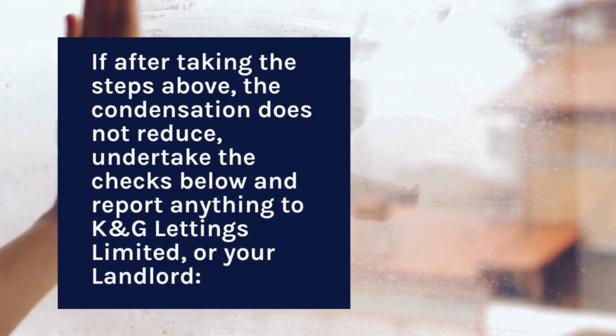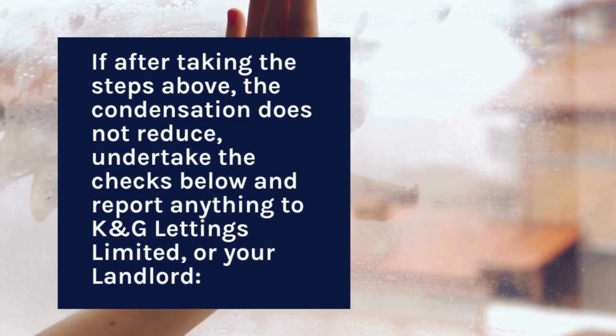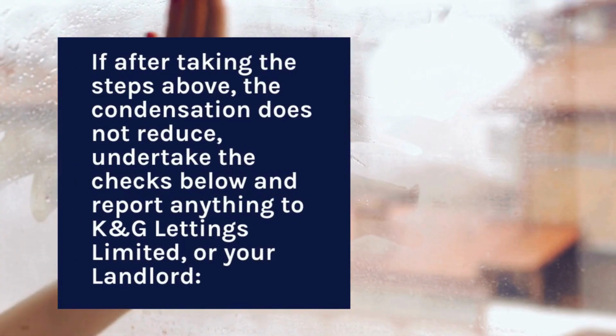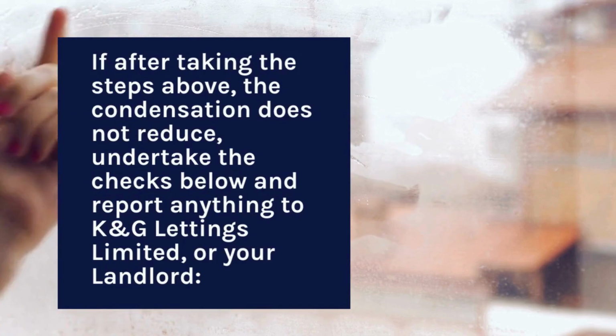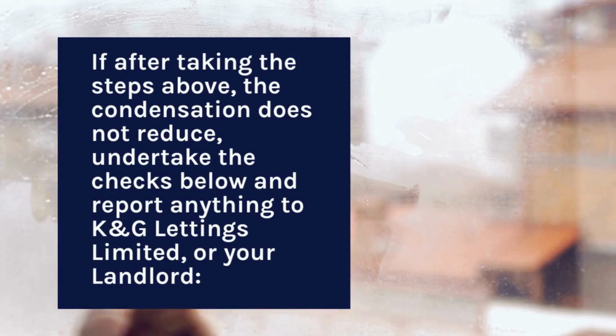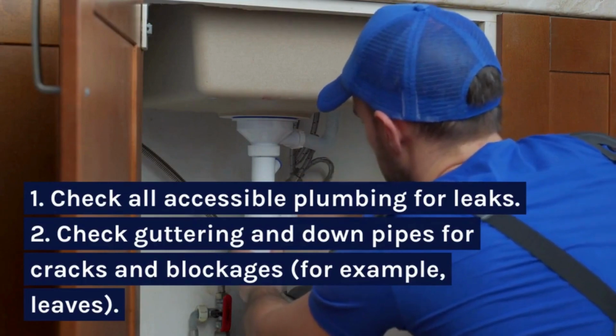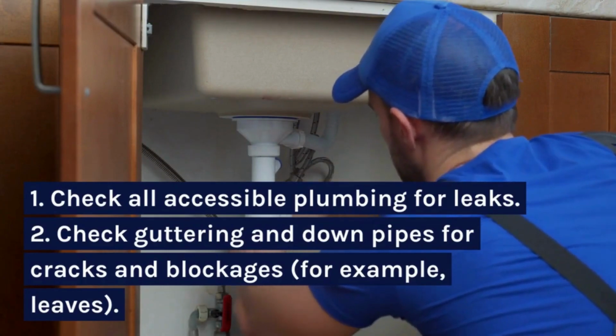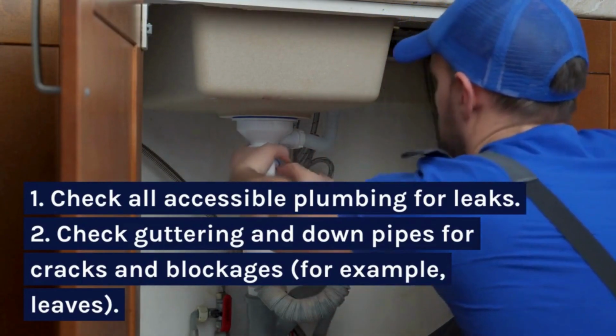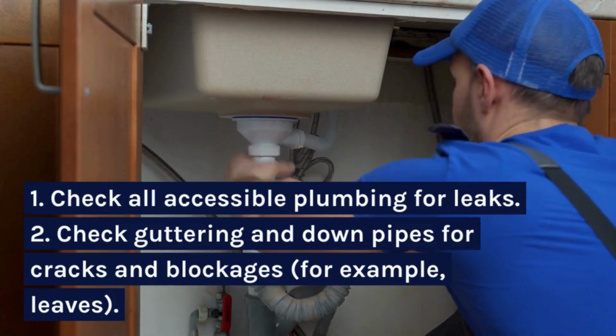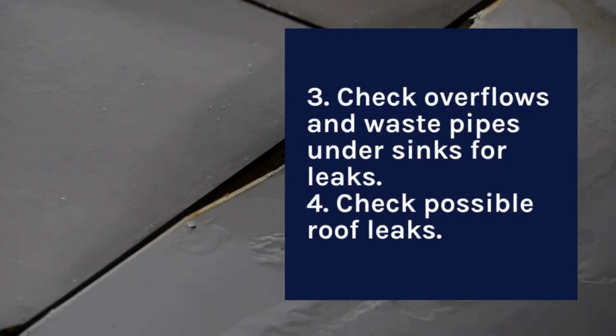If after taking the steps above, the condensation does not reduce, undertake the checks below and report anything to K&G Lettings Limited, or your landlord. 1. Check all accessible plumbing for leaks. 2. Check guttering and down pipes for cracks and blockages, for example, leaves. 3. Check overflows and waste pipes under sinks for leaks.